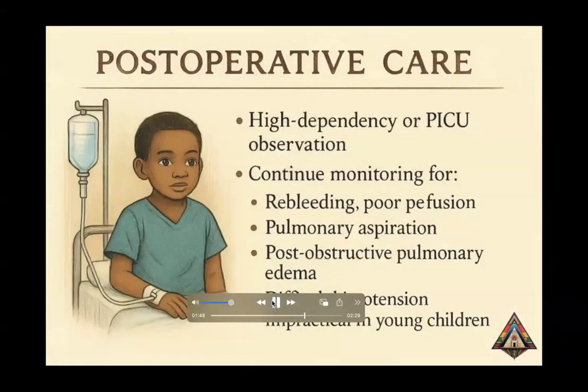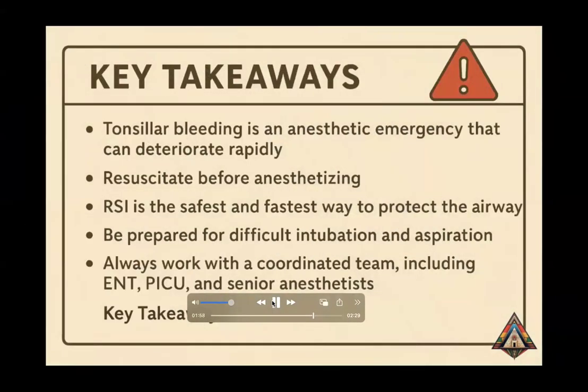After surgery, the child should be watched closely in the PICU or high dependency unit. We must look out for rebleeding, blood in the lungs, or lung problems from blockage. Tonsil bleeding is dangerous and needs urgent action. Always help the child before giving anesthesia. Use fast and safe induction. Be ready for a difficult airway. Work as a team with ENT, ICU, and senior doctors.